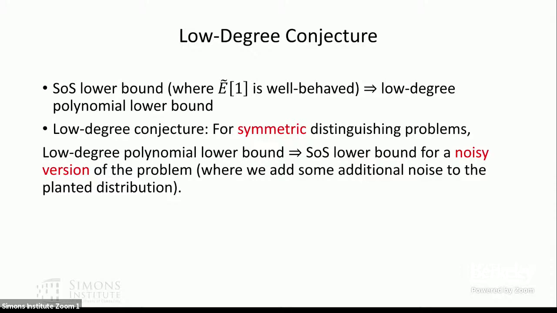Okay, but before I move on to the next part, are there any questions you'd like to ask now? Could you review briefly for folks what it means for the pseudo-expectation of one to be well behaved? So I'm going to talk about that in the next part.